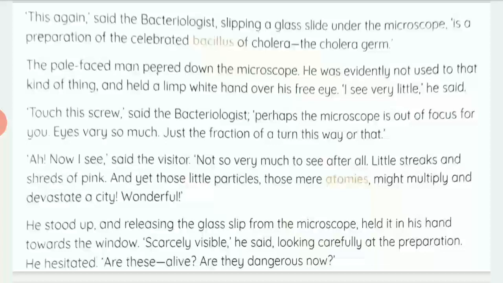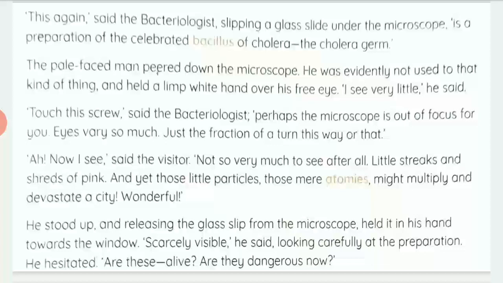Of course, for scientists it is a common practice, but for common people like us, we are not used to the microscope, and so we need to adjust the focus and see. So it was not clearly visible to him. He was not used to such a thing, and while doing so, he held his soft loose hand over his free eye. And he told the bacteriologist that he was able to see it, but it was really little.